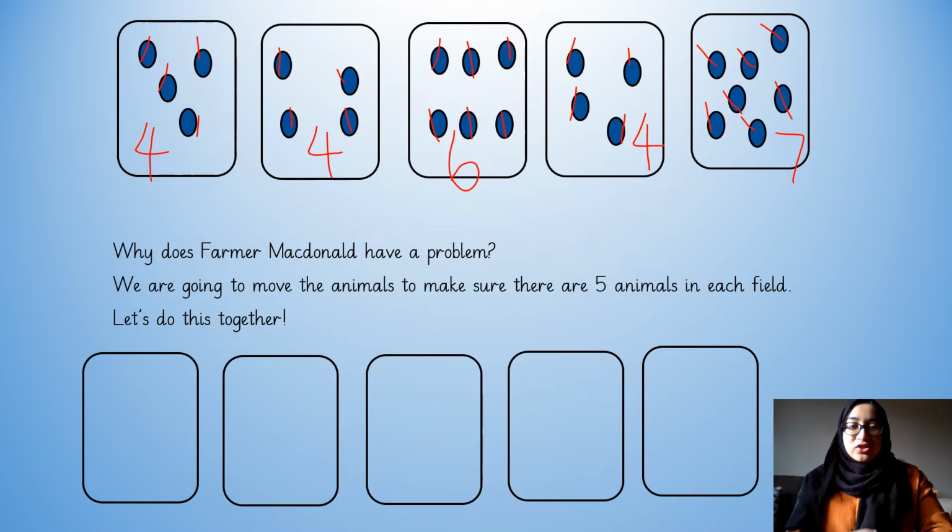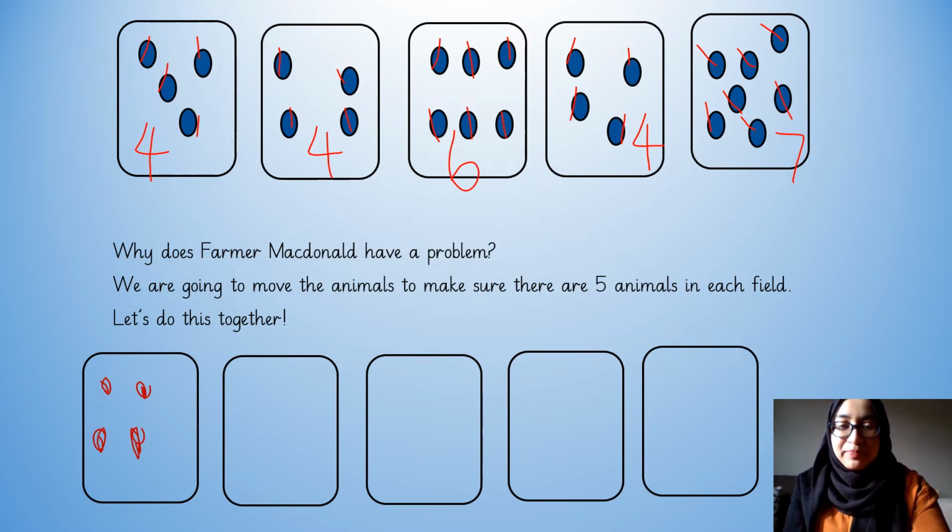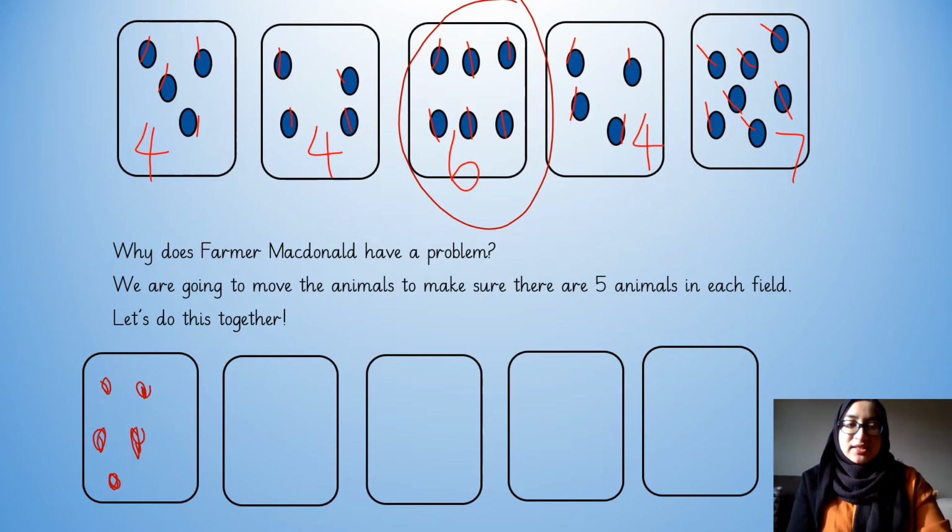Let's do this together. So you can see 5 empty boxes now. So there are 5 empty fields on the bottom of your screen. So we are going to put 5 animals in each field together. Are you ready to count with me? So 1, 2, 3, 4. So we have 4 just like the top one, but I'm going to borrow one now from number 6 because we're not allowed to have 6. So I'm going to move one from number 6 and I have 5 in my first field now. Let's do field number 2.